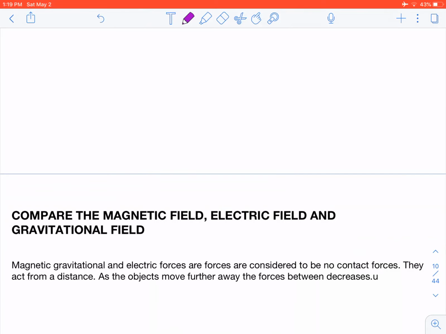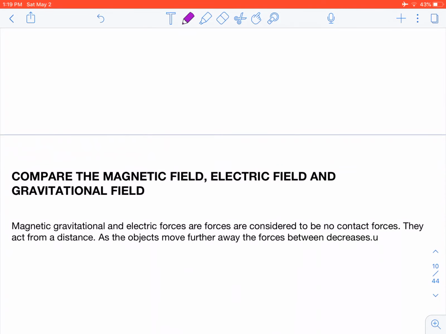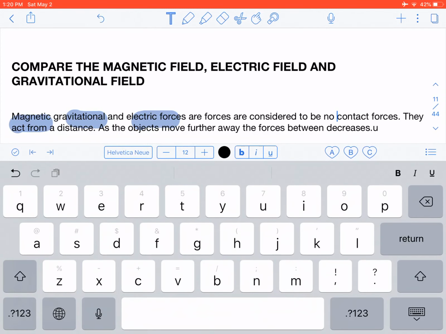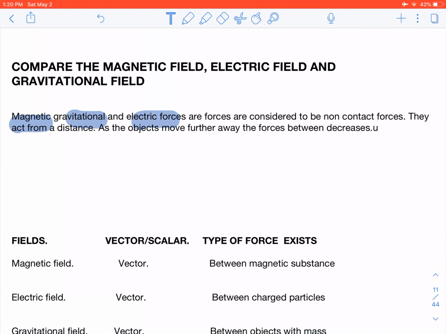Right, so now we compare the magnetic field, the electric field, and the gravitational field. What we do know is that the magnetic, the gravitational, and the electrical are considered to be non-contact forces, right? Non-contact forces.